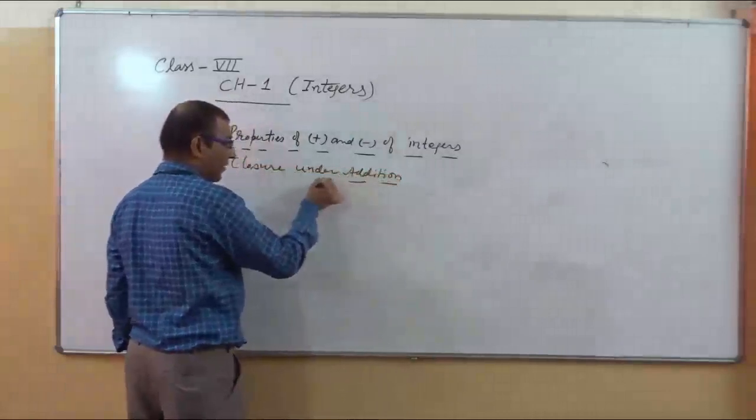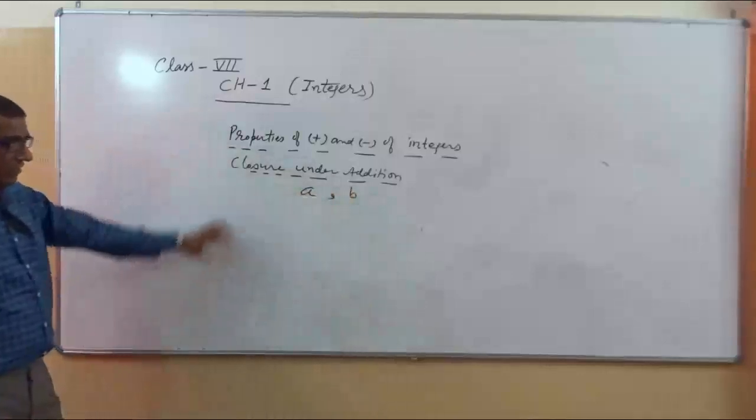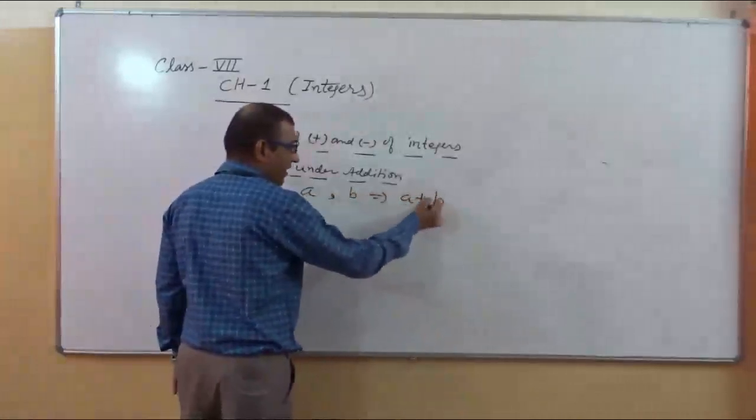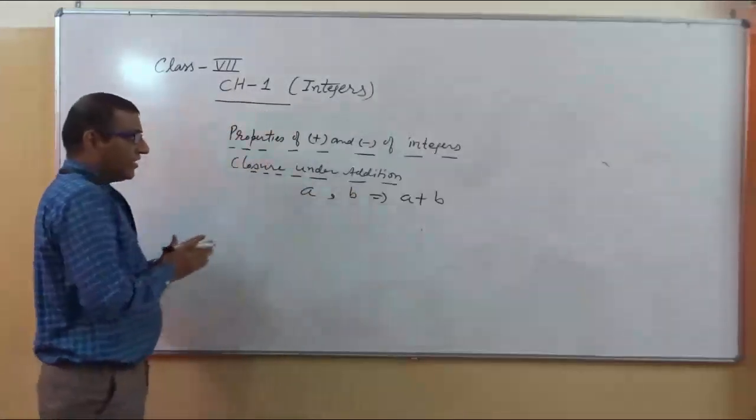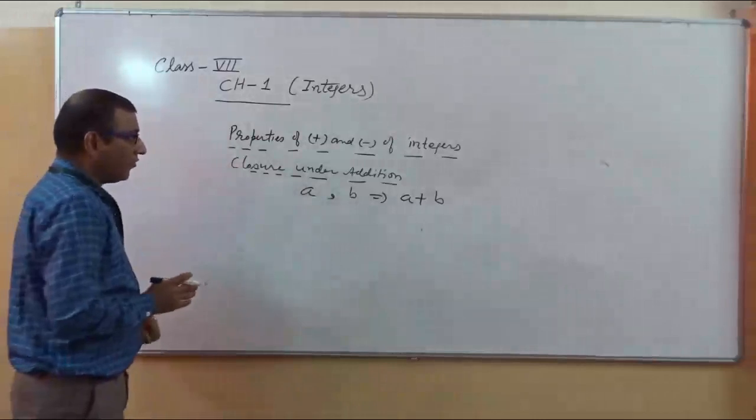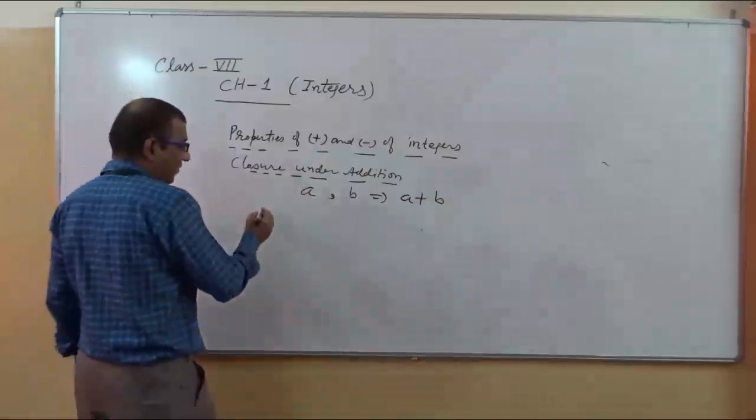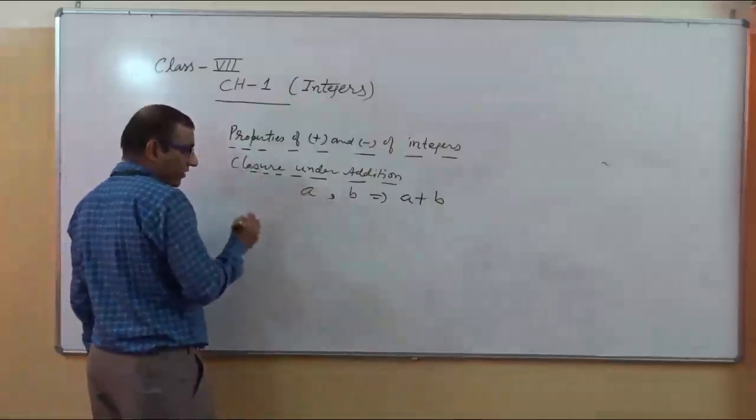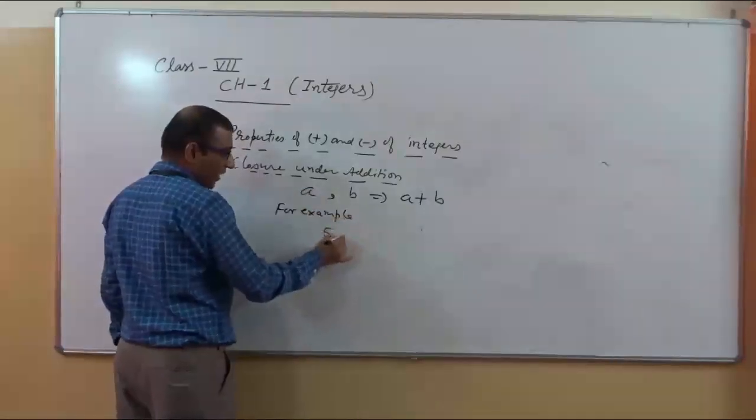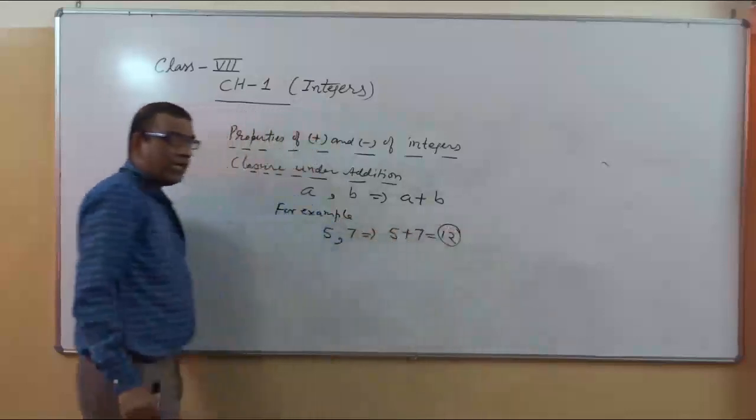So what is the meaning of this concept? For example, if we are taking two integers a and b, then we can say a plus b is also an integer. It means addition is closed. If a and b both are integers, then a plus b is also an integer. So the closure property is fulfilled here under addition. For example, if I am taking 5 and 7 as integers, then 5 plus 7 becomes 12. So 12 is also an integer.